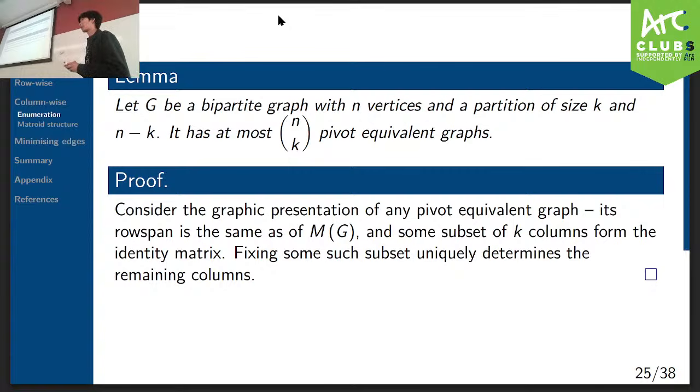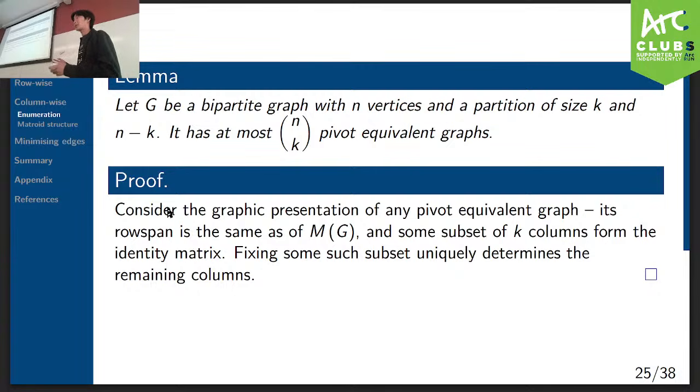If G is a bipartite graph, and let's say there are n vertices in total, and there are k vertices on the left side and n minus k vertices on the right side, there's going to be at most this many pivot equivalent graphs. And this is bounded with the parameters both n and k. To see why this is the case, we can look at the graphic presentation of any pivot equivalent graph. And we know from before that because of the form of a graphic presentation, we're going to need an identity submatrix somewhere in this graphic presentation.